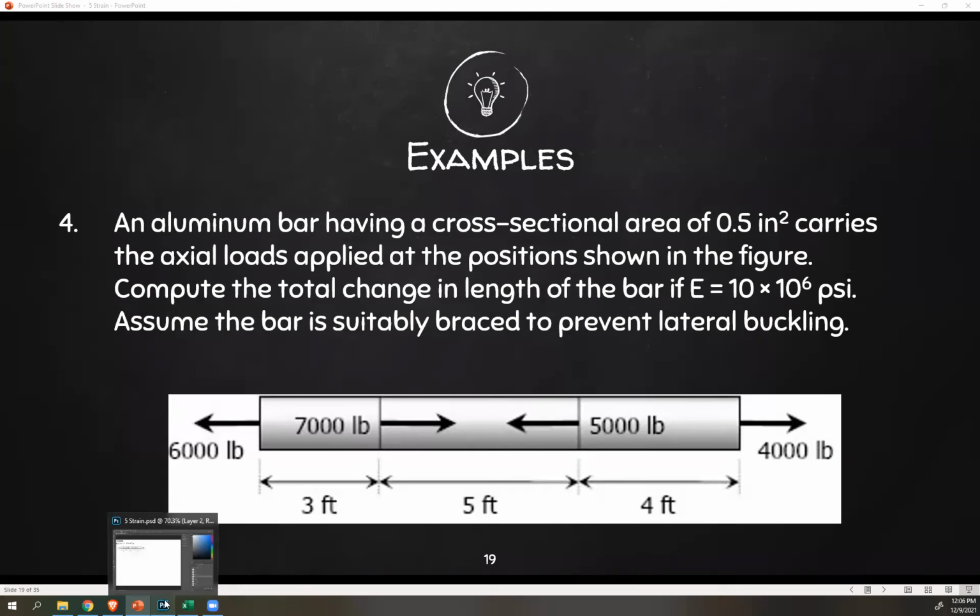So we've written the given. The question is change in length of the bar, total change in length, because we have 3 segments divided into 3, 5, and 4 feet. Each of them will deform depending on the load it experiences. And the question is, what is the total change in length? So to compute for that, we need to get first how much will each bar deform and then just get the sum of that. Okay, so now the goal is first to get how much each bar deforms.